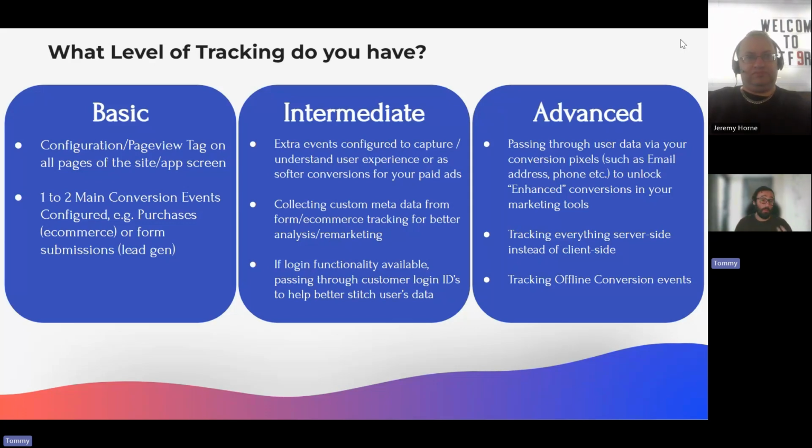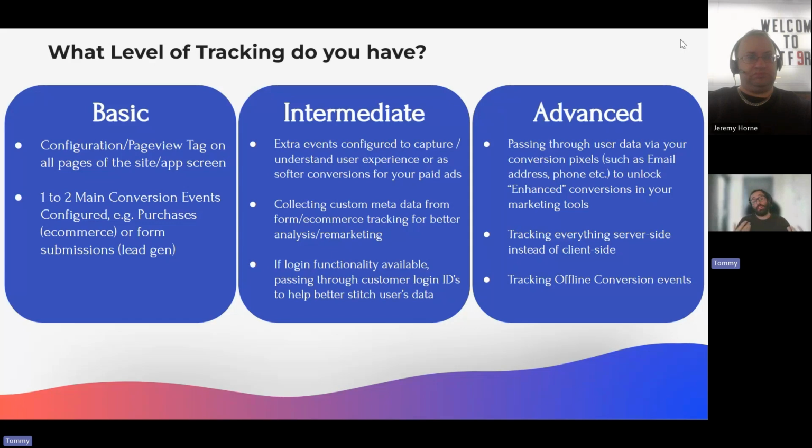The intermediate would be tracking a few more events, whether it be softer conversions for your ad platforms to measure against, in particular upper funnel, for Meta ads and so on. You might want to track softer conversions to help with the algorithms, or also other events that indicate user experience or support conversion rate optimization. That's more for analytics tools, but it can also be applied to ad platforms for remarketing purposes as well.